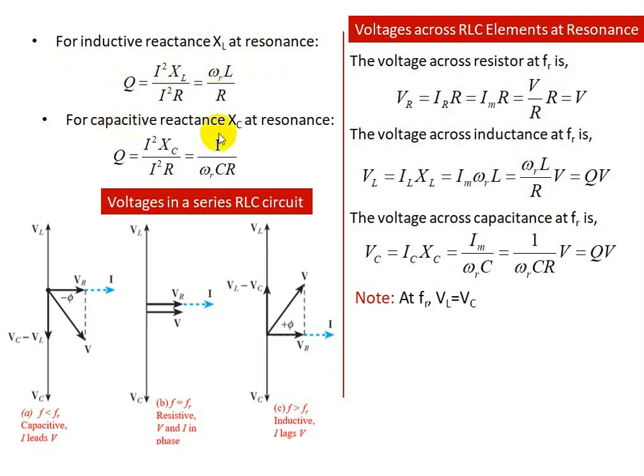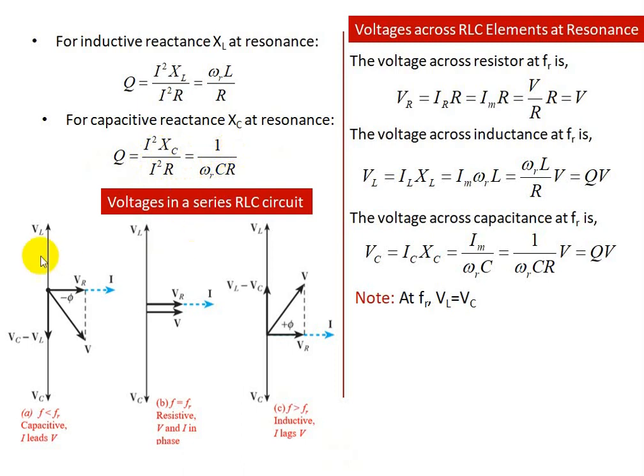For capacitive reactance Xc at resonance, again Q can be written as reactive power of capacitor divided by real power of resistor, I square Xc divided by I square R, that is 1 by omega R C into R.